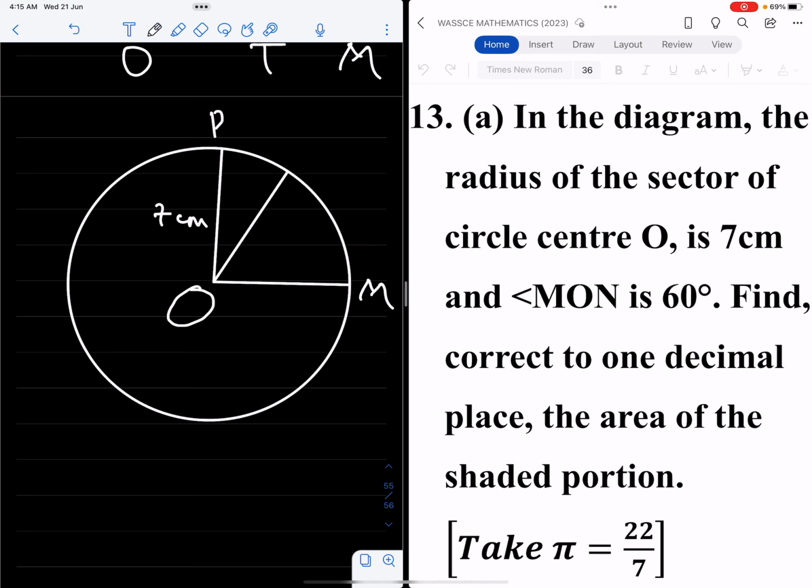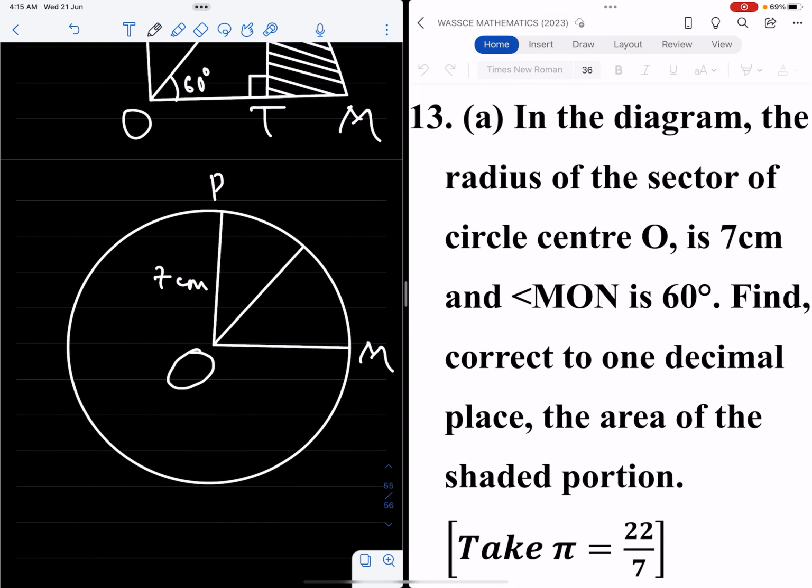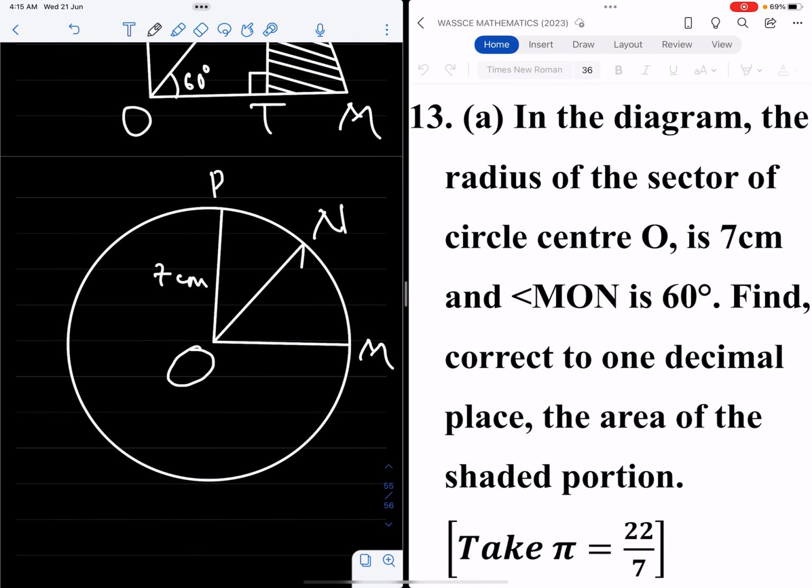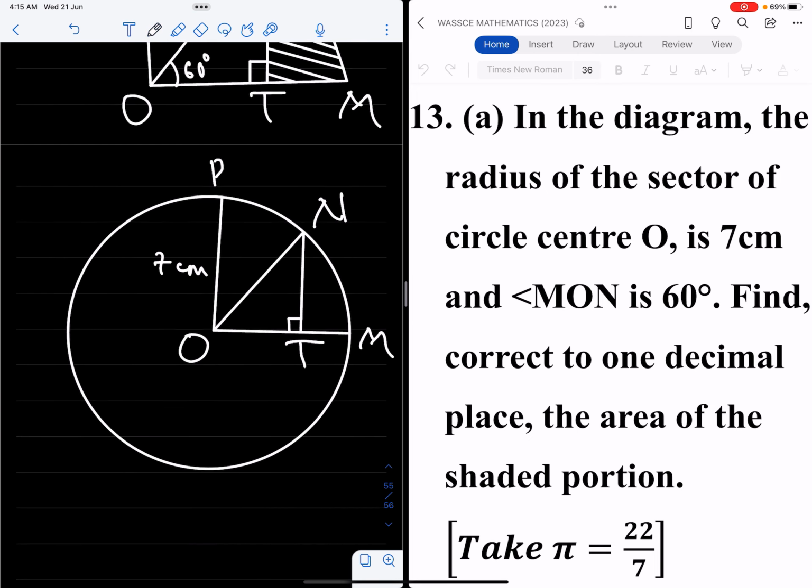Now this is going to be ON, while this will be NT. And NT is perpendicular to OM as shown in the diagram. This is center O. Now this is the shaded portion, whose area we want to find. We are also given angle MON, which is 60 degrees.